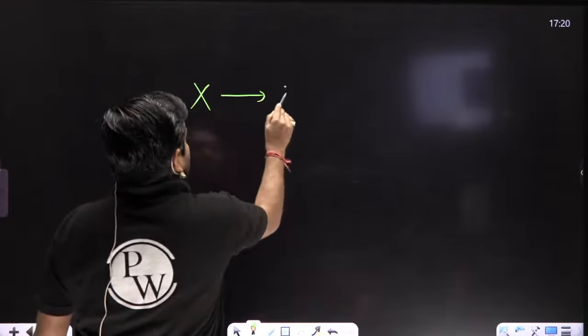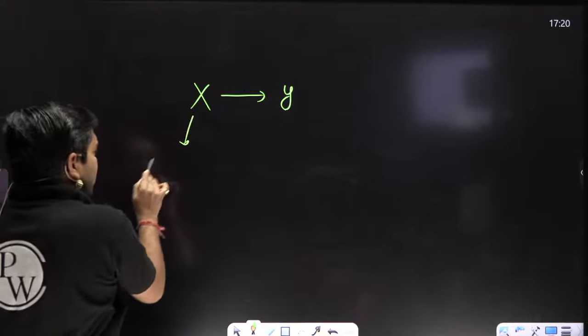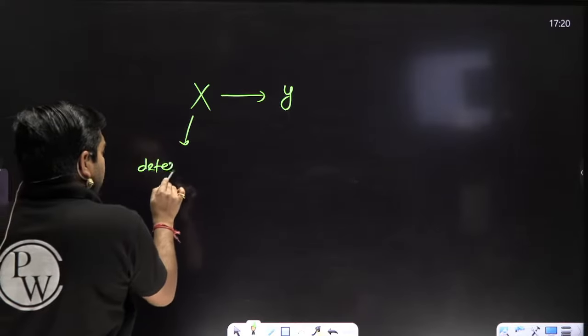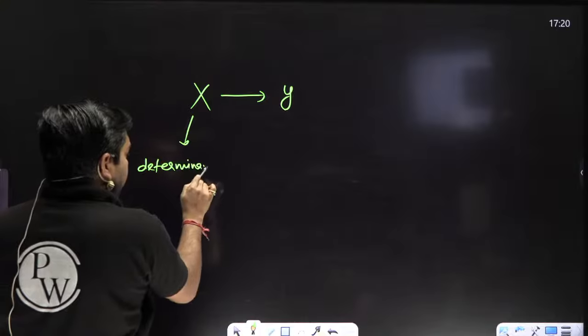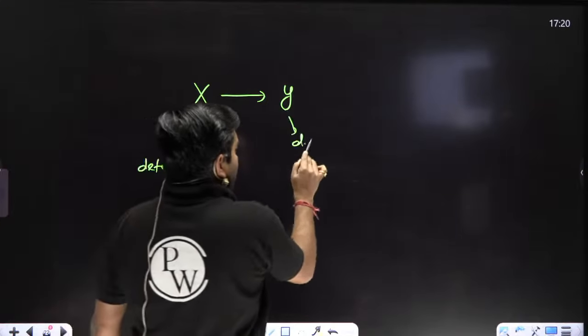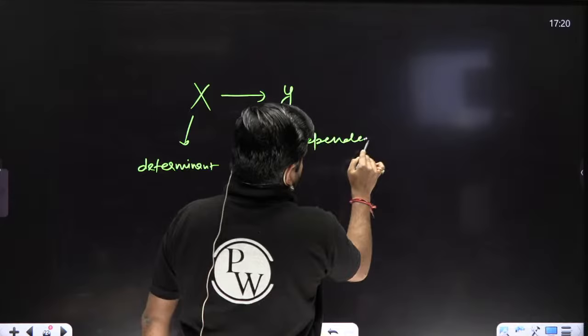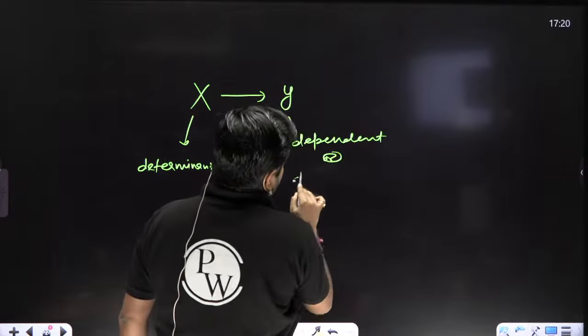Here in X determines Y, X is called the determinant, and Y is called the dependent or determined.